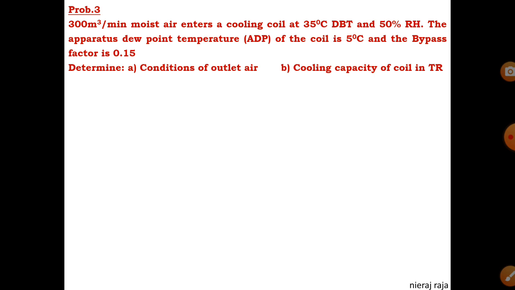The apparatus dew point temperature, that is the effective surface temperature of the coil, is 5 degrees Celsius, and the bypass factor is 0.15. What you have to calculate? The condition of outlet air and the cooling capacity in tonnage of refrigeration.